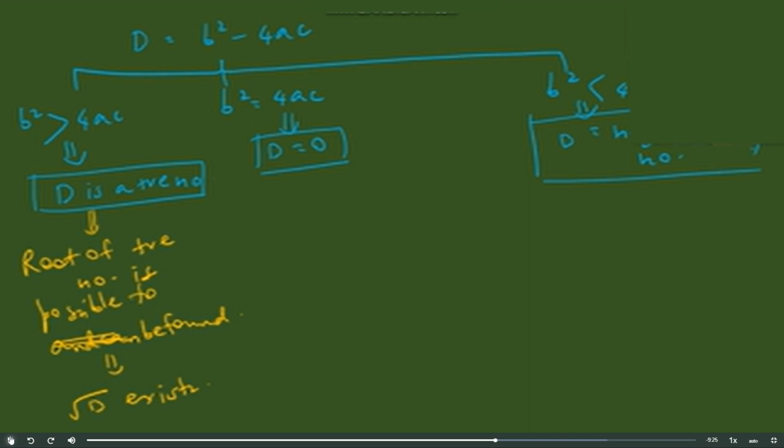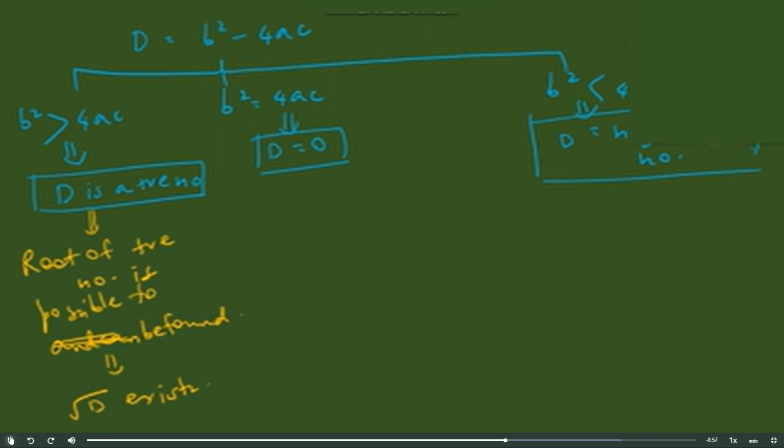Whether the root is positive or negative is a different topic altogether. We are not talking about the negative or positive roots here. We are not commenting on that. We are commenting on whether it is possible to find the roots in the first place. If b square is more than 4ac, then we can find out the roots because d is a positive number. Okay, that is all we are commenting here.